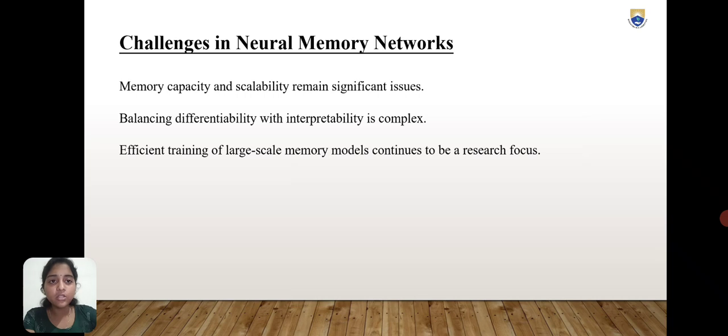Challenges in neural memory networks. Memory capacity and scalability remain significant issues. Balancing differentiability with interpretability is complex. Efficient training of large scale memory models continues to be a research focus.